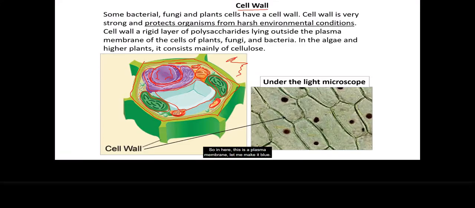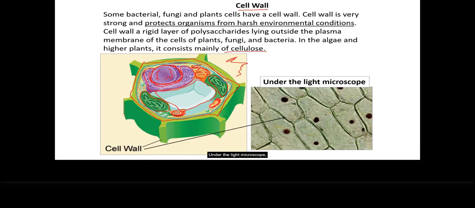So in here, this is the plasma membrane. Let me make it blue. This is the plasma membrane. So the cell wall on the outside is additional protection. What we will have in the plant cells, and some algae and higher plants, is cell walls that could be mainly made up of cellulose. So it could vary, depending on what exactly the components of the cell wall are.